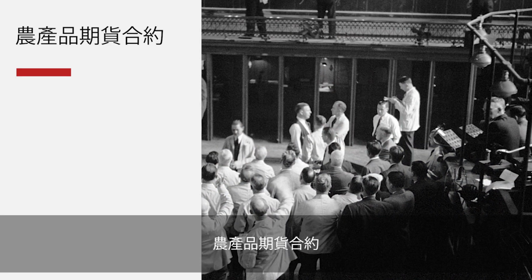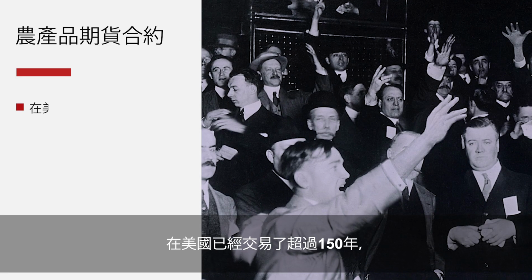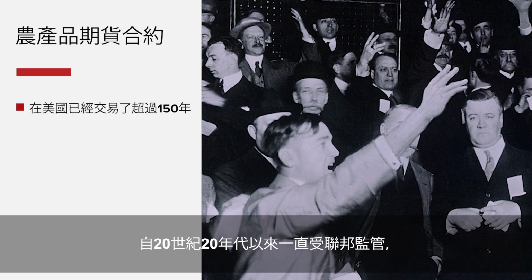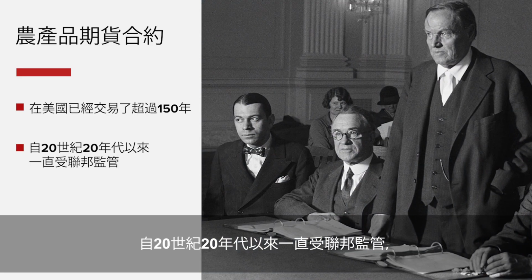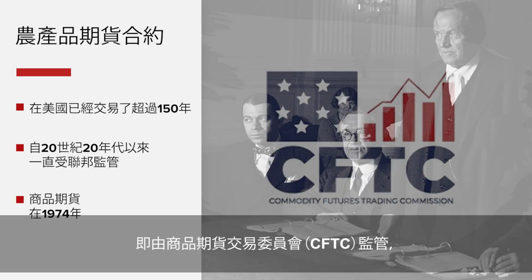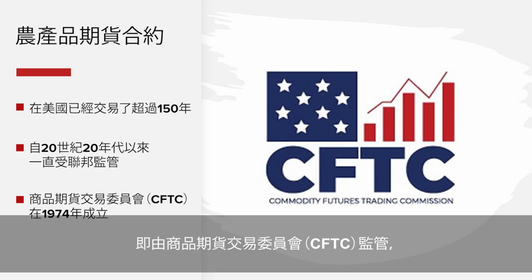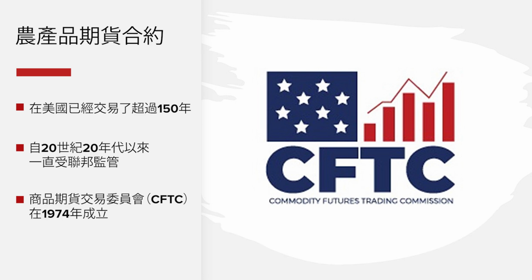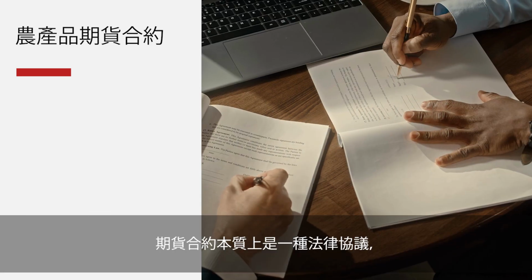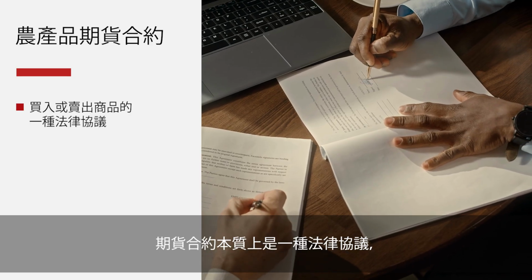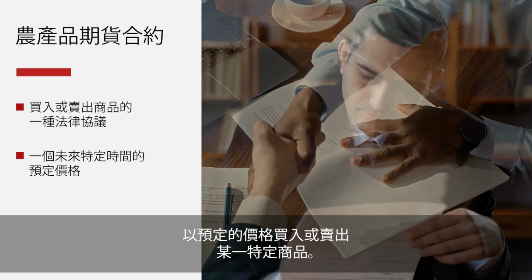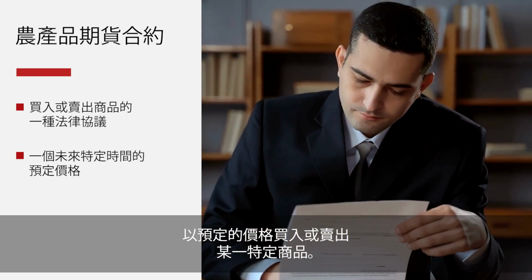Futures contracts for agricultural commodities have been traded in the United States for more than 150 years and have been under federal regulation since the 1920s, namely by the Commodity Futures Trading Commission, or CFTC, which was established in 1974 under the Commodity Futures Trading Commission Act. Now, a futures contract is essentially a legal agreement to buy or sell a particular commodity at a predetermined price at a specific time in the future.